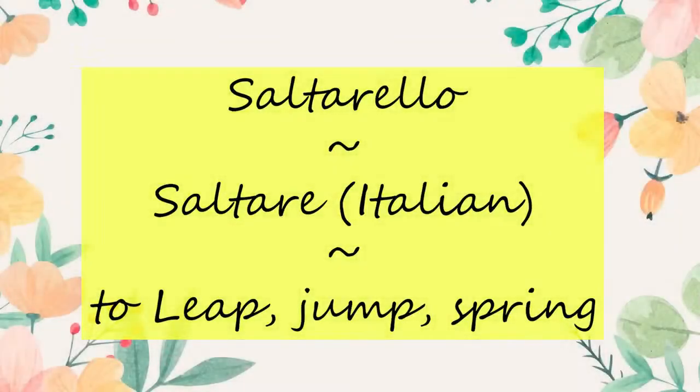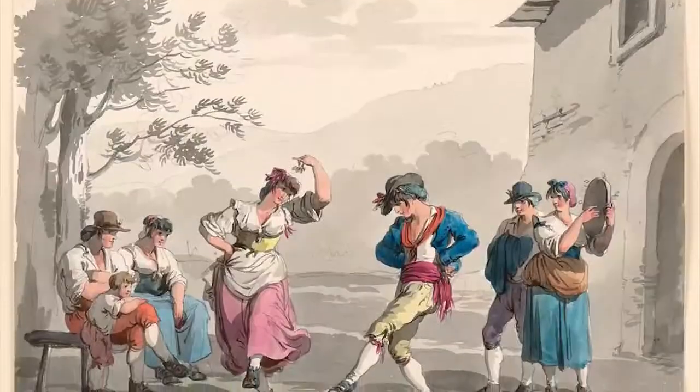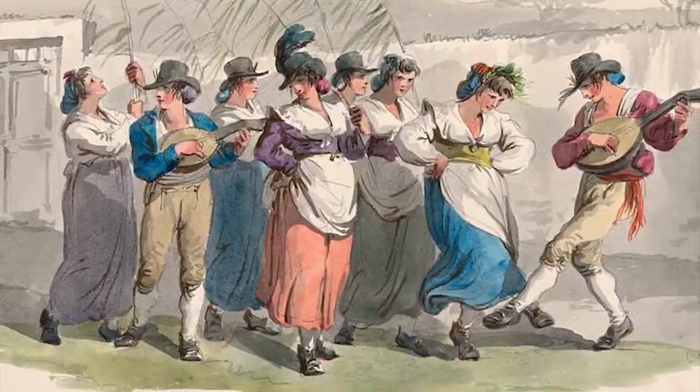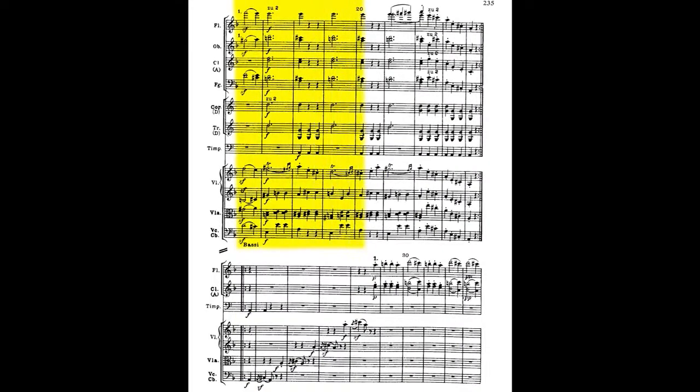There's a traditional Italian dance called the saltarello, from the Italian word saltare, to leap. And I can't help but feel that Beethoven had this dance or a similar folk dance in mind when he wrote this sunny, jolly music.